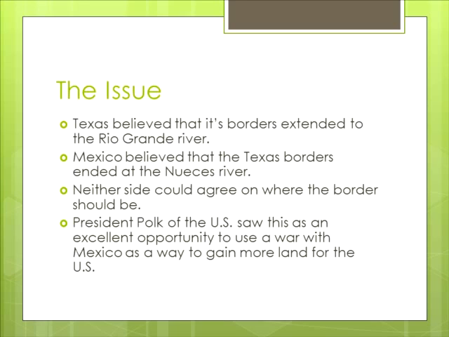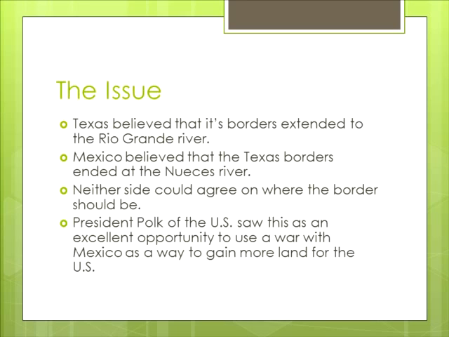However, Mexico believed that the Texas borders ended at the Nueces River. Neither side could agree on where the border should be. This became such a volatile situation that President Polk, who definitely had ulterior motives, felt the need to get involved in this affair. He saw this as an excellent opportunity to use the war with Mexico as a way to acquire a lot of the lands to the west of Texas, such as New Mexico and California, modern day Nevada, and a few other places out that way.